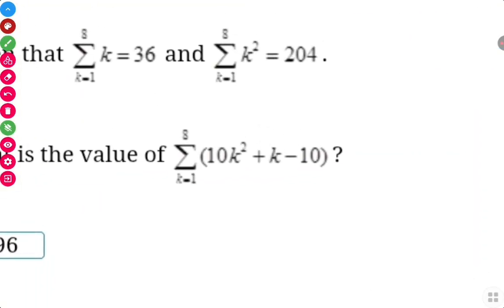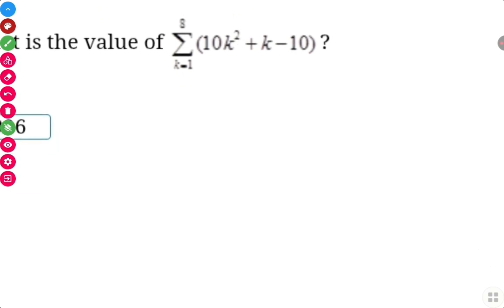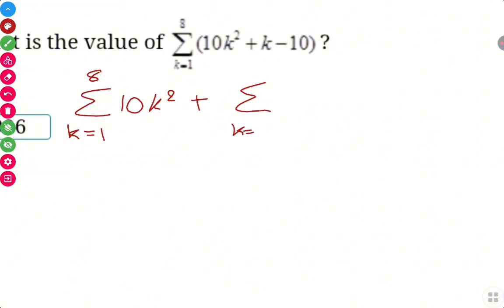Okay, and then now we have this equation over here. So when we have more than one term added together, subtracted together, we separate it, okay? So we do sigma of 10k squared plus sigma of k plus, or minus, because there's a minus here, minus sigma of 10, okay?